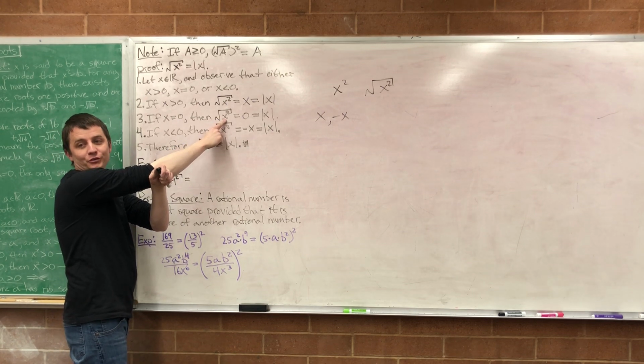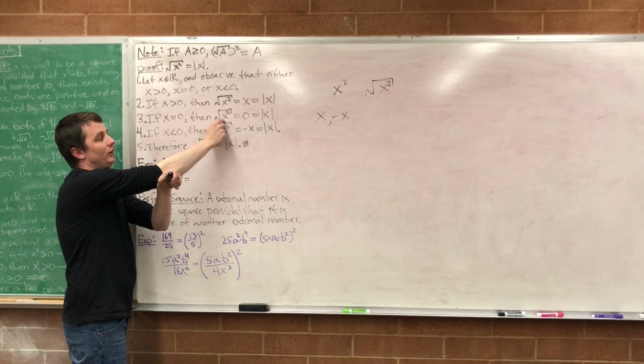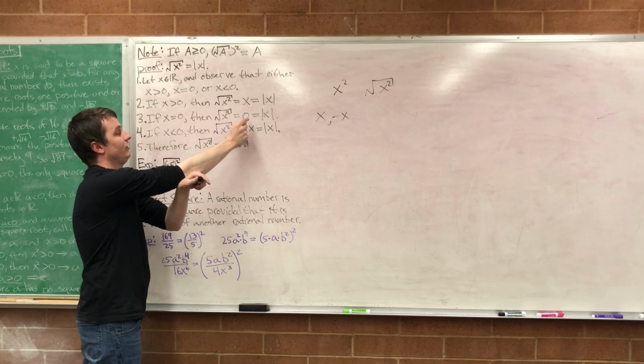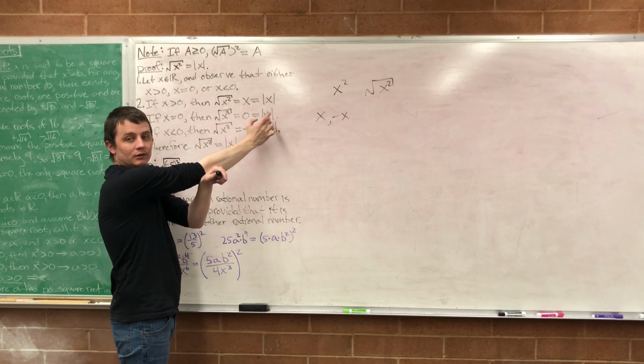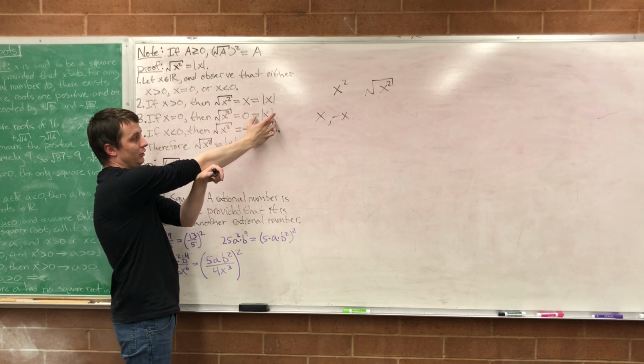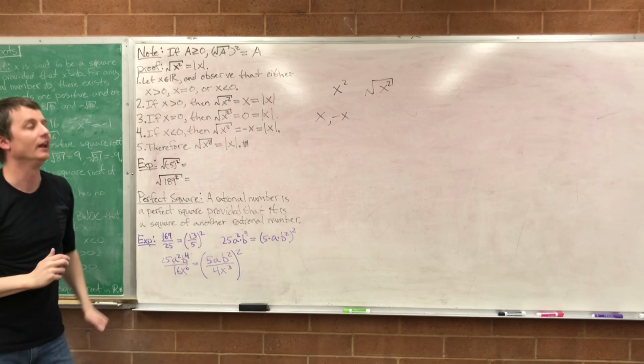13. What's 0 squared? 0. What's the square root of 0? 0. And what's the absolute value of 0? 0. So that is still equal to that. Now let's do the next case.